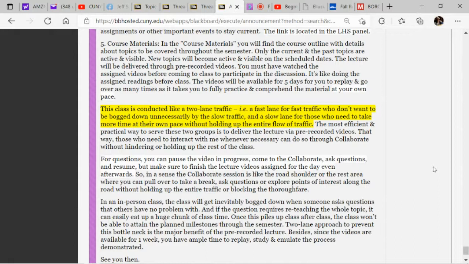So it's obviously not going to be a joyride. I don't want to sound intimidating, but that's what a real college course is all about. A college level course.